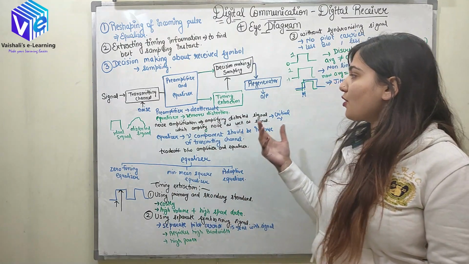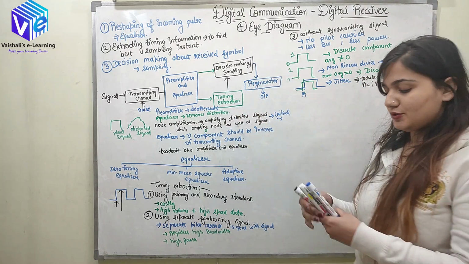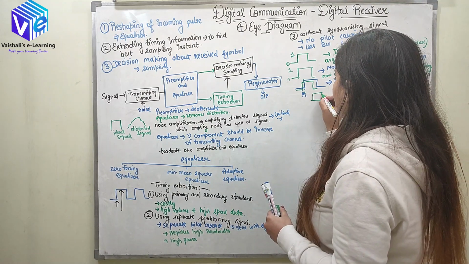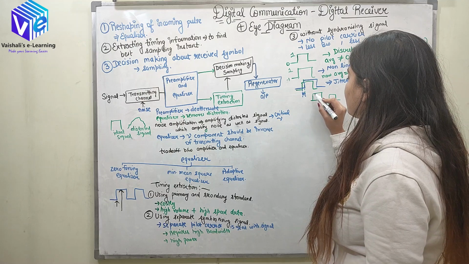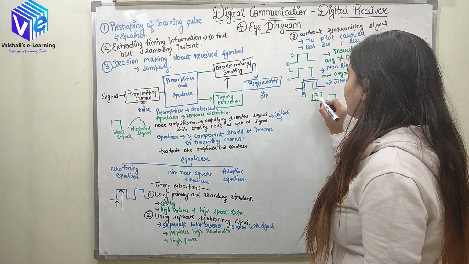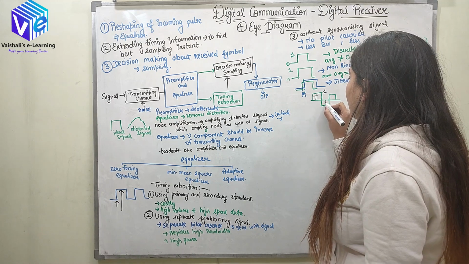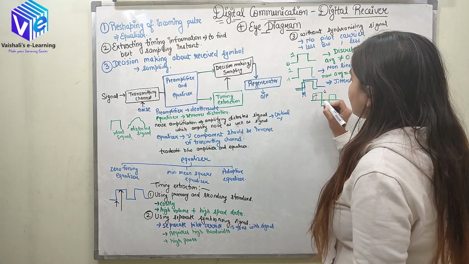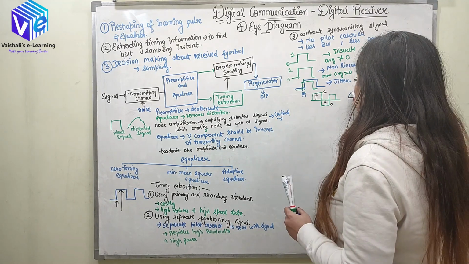So now this is all about timing extraction. Now coming to the decision making. So how is decision making making the decision that it is 1 or 0? If I take polar type of coding, if I have the data in positive direction, it will represent 1. If I have data in negative direction, it will represent 0. But this is the ideal case. Actually, the data travels like this.